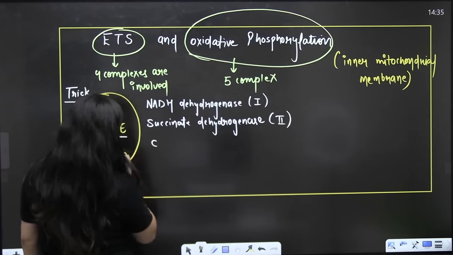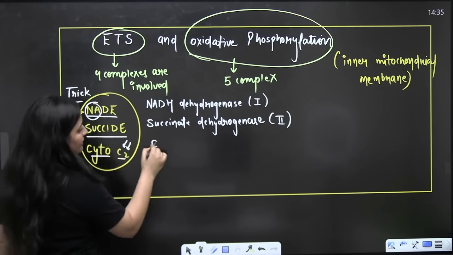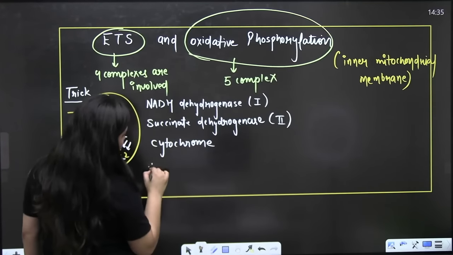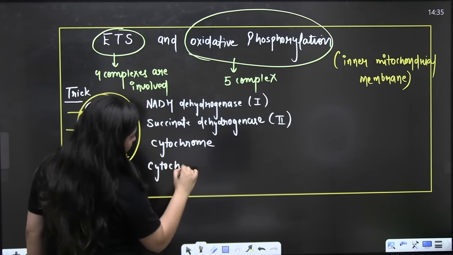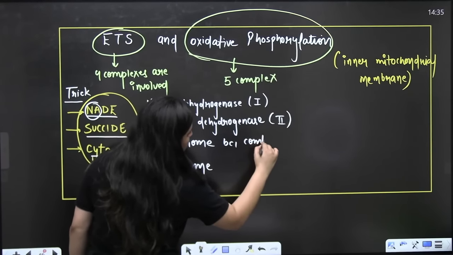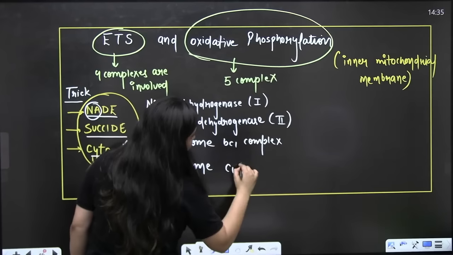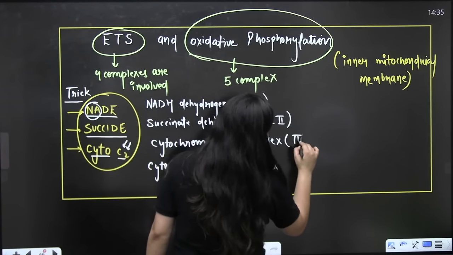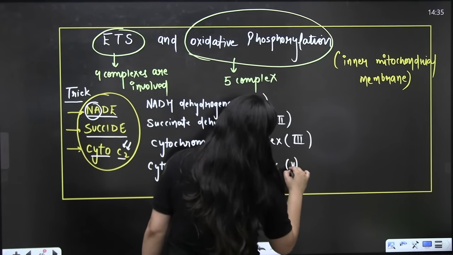What is the third complex? What is the meaning of this cyto C2 trick? Cyto C2 means cytochrome twice. So then it is going to be the BC1 complex, the cytochrome C1 complex, and then the cytochrome C oxidase. So it is complex number 3 and complex number 4.